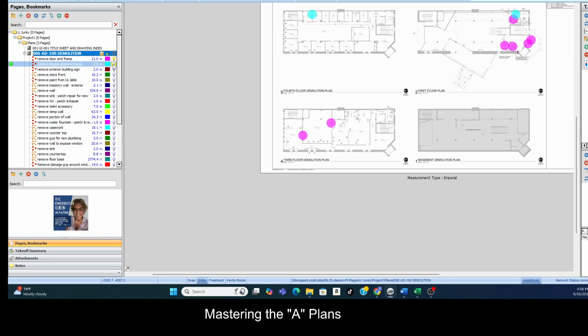And the next one, we had double doors. So we had 2. One there and one there. Now, the next remove, this is an interesting one. Remove exterior building sign.